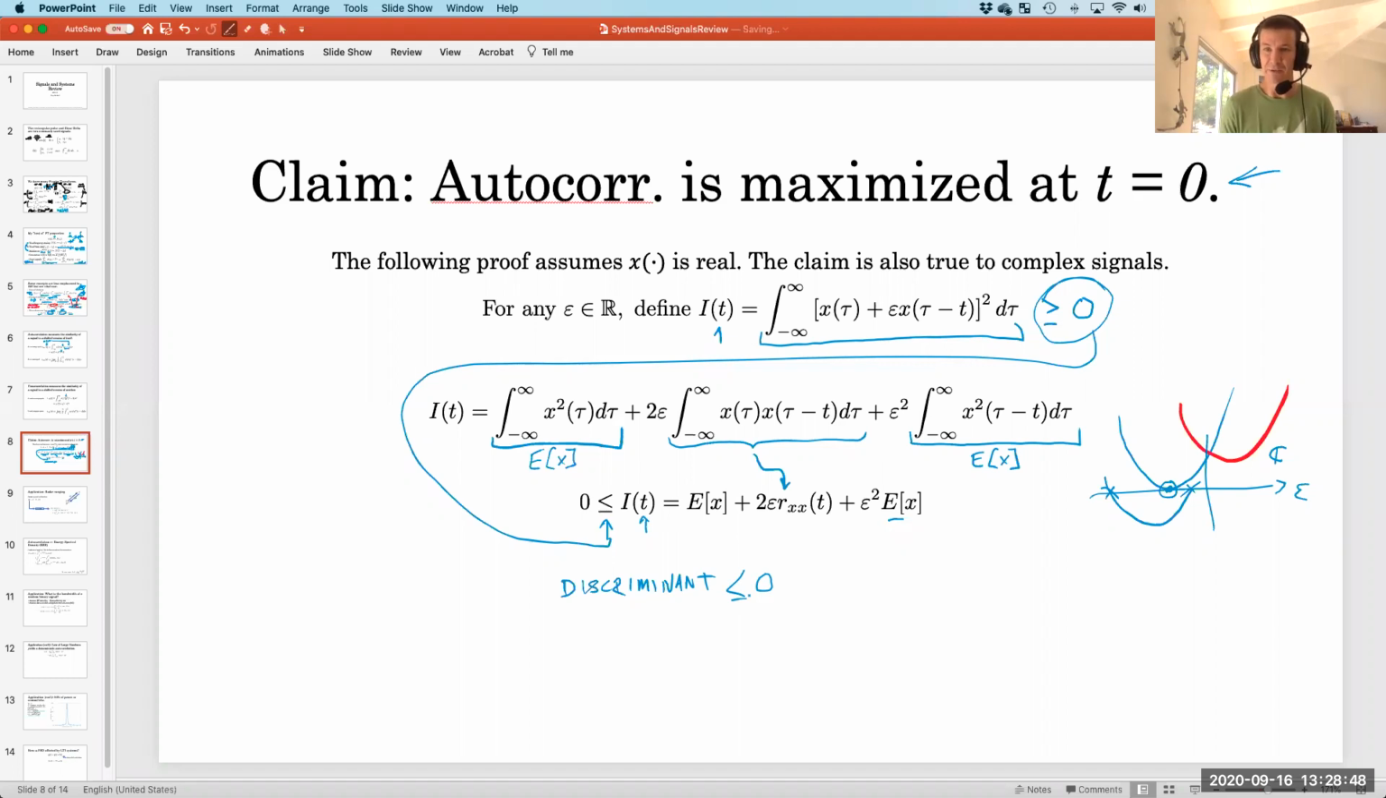What the hell's a discriminant? Well, it's the thing under the radical when you do your quadratic equation. So that means that b squared, so 2 times rxx of t, squared, minus 4 times a times c, is non-positive. Right, so where did I get these a, b, and c from? I'm using the quadratic formula, where this is little a, this and this together are little b, and this is little c. And that is supposed to be a 0. Okay.